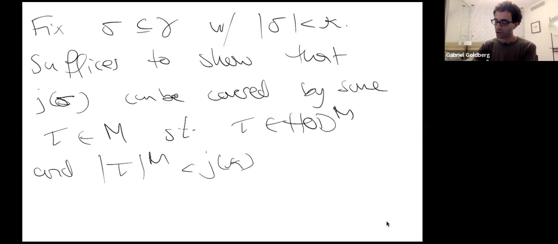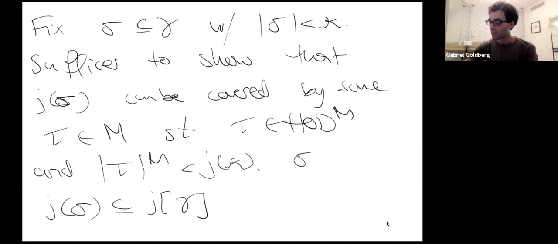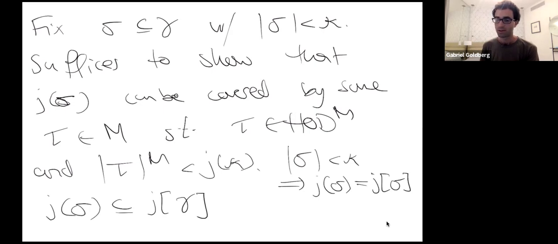But J of sigma is actually contained in J image of gamma. The reason is that since sigma has cardinality less than kappa, that actually implies that J of sigma is just equal to J image sigma. This is an important property of elementary embeddings. If you take a set of size smaller than the critical point of J and you move it by J, all that happens is you take the pointwise image of J.